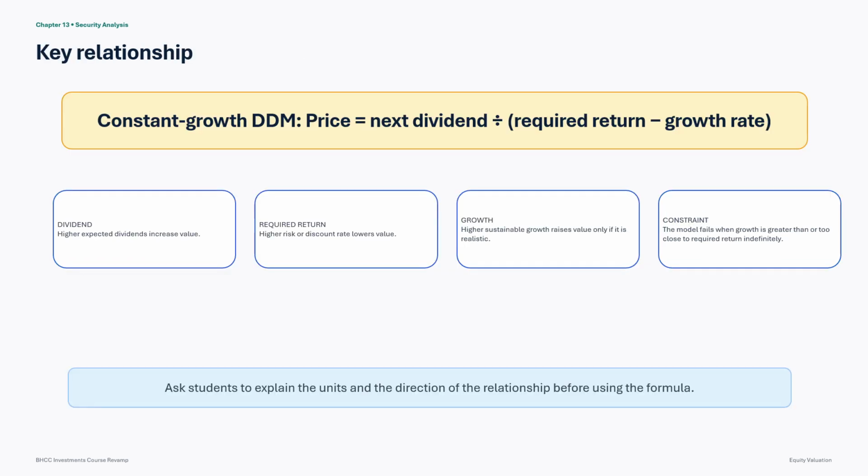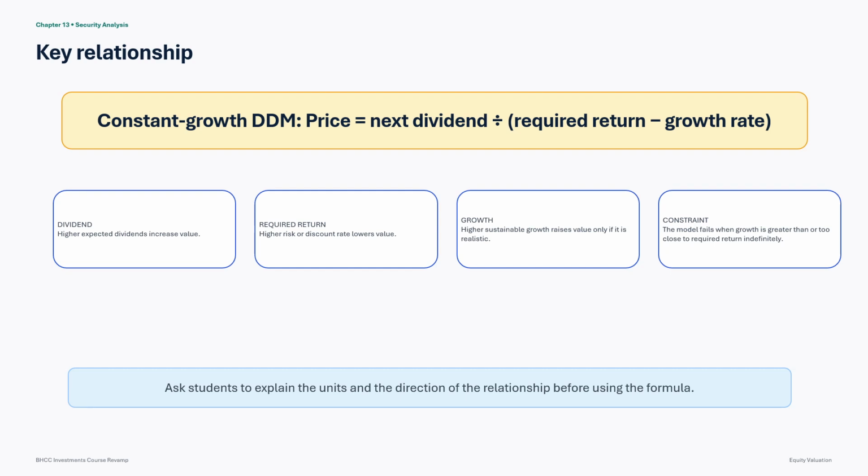The key relationship on this slide is the constant growth dividend discount model. Price equals next year's expected dividend divided by the required return minus the expected perpetual growth rate. There are 4 important pieces. First, the numerator uses the next dividend, not the dividend that was just paid. If a company just paid $2 and dividends are expected to grow 4%, next year's dividend is $2.08.